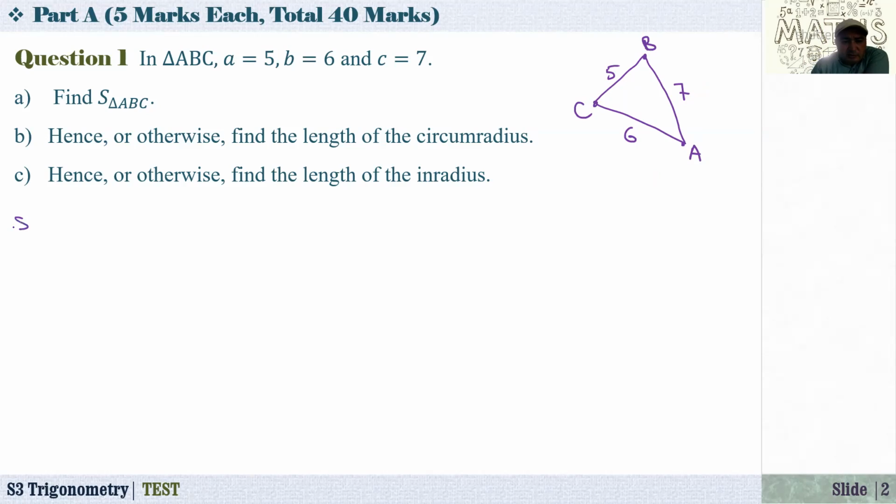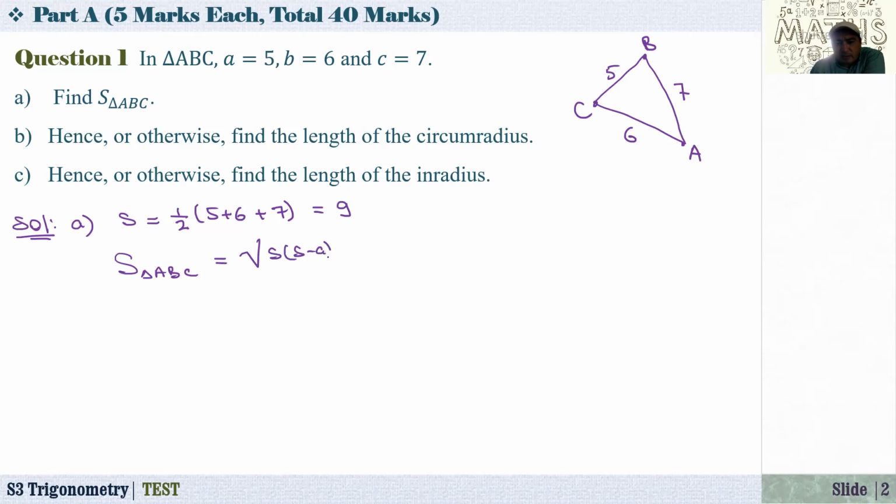For part A, let's find the semi-perimeter of this triangle, which is equal to 1/2 times the sum of the length of its sides. That is 5 plus 6 plus 7. 5 plus 6 is 11, 11 plus 7 is 18, and half of 18 is 9 units. That is the semi-perimeter. Now, what is the area of triangle ABC? That's equal to the square root of s times (s minus a) times (s minus b) times (s minus c).